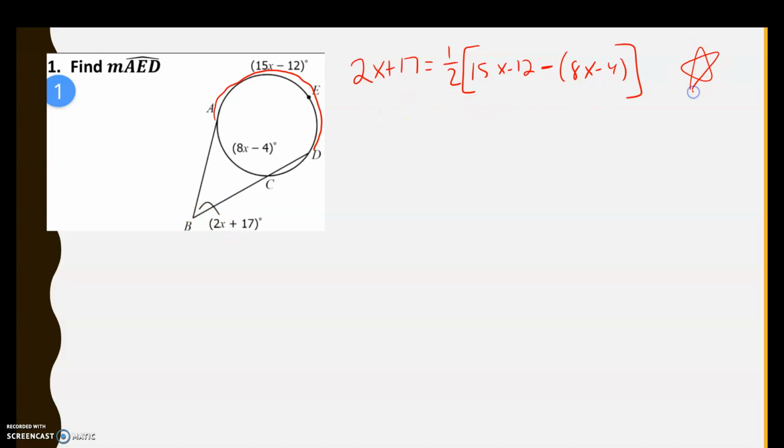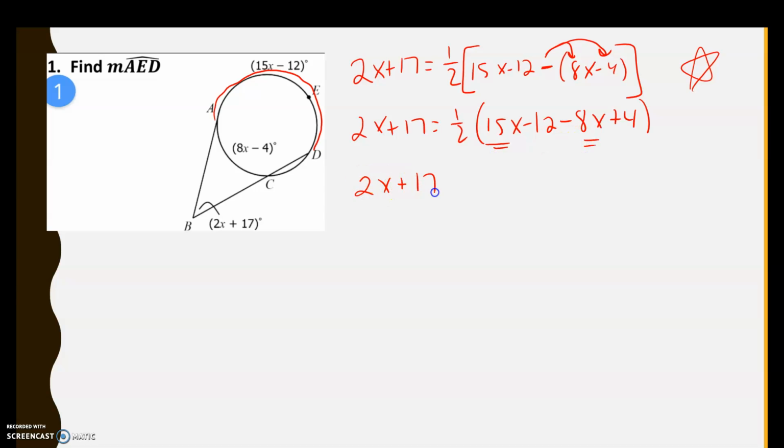Now this is really important, this step right here. We forget this a lot. We have to distribute that negative to both of those terms inside, 8x minus 4. So when I distribute that, I'm going to get my 2x plus 17 equal to 1/2 of 15x minus 12 minus 8x plus 4. And then I'm going to combine like terms.